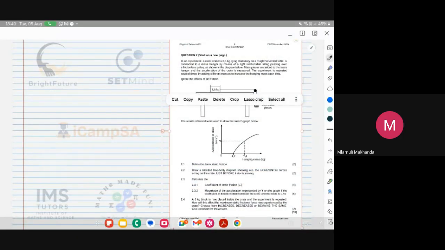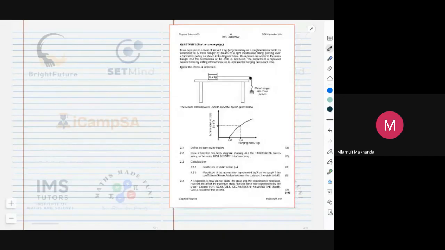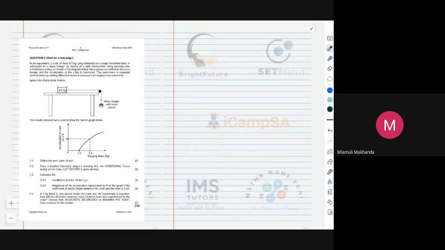Okay, what is this thing doing? Okay, so now they are saying we are in 2.3. So in 2.3, they are saying calculate the coefficient of static friction. All right? The coefficient. So they don't want the static friction part. In this case, they want the coefficient.